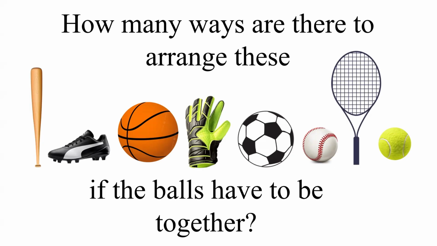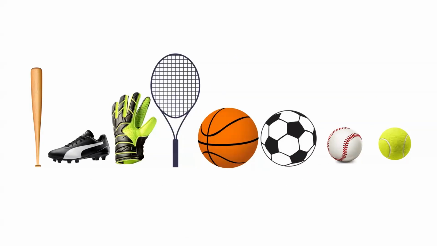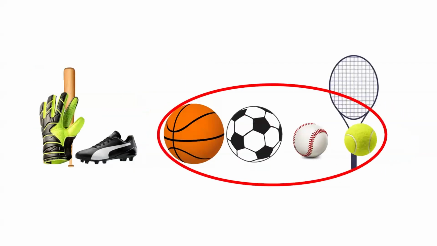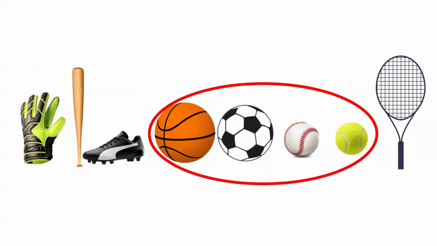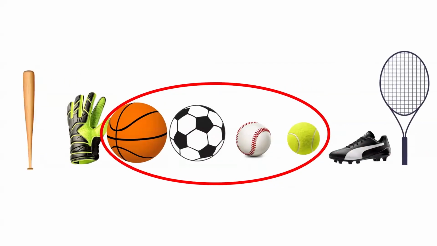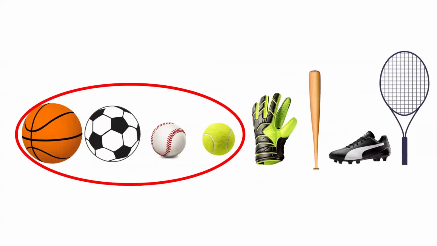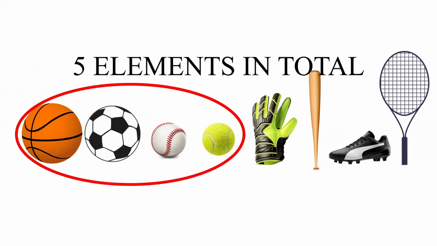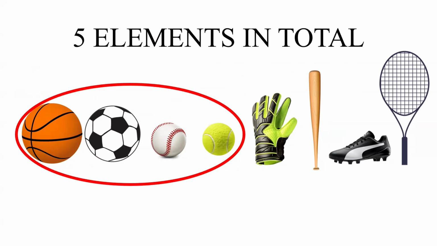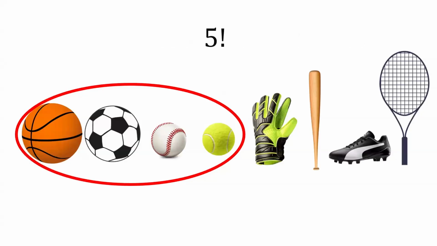Well, if your first thought was to group the balls together, you're on the right track. Now let's group them, and since they're in the group, they have to move together every time. Since they move together every time, we just have to consider this as one element. So in total, there are 5 elements: the group of balls, the gloves, the bat, the cleats, and the racket. So it's 5 factorial.